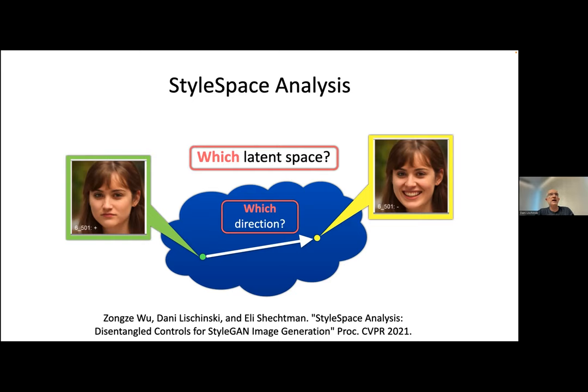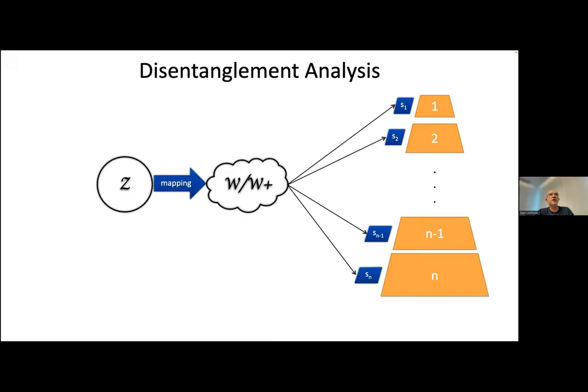So let's go back to the architecture of the StyleGAN, and we can see that we actually have here sort of three or four different latent spaces. We have the original simple space Z. We have the intermediate space W, which sometimes people extended by creating multiple copies of it, and they call it W plus. And also there's the space of these style parameters, which are the little blue boxes marked S1 through SN.